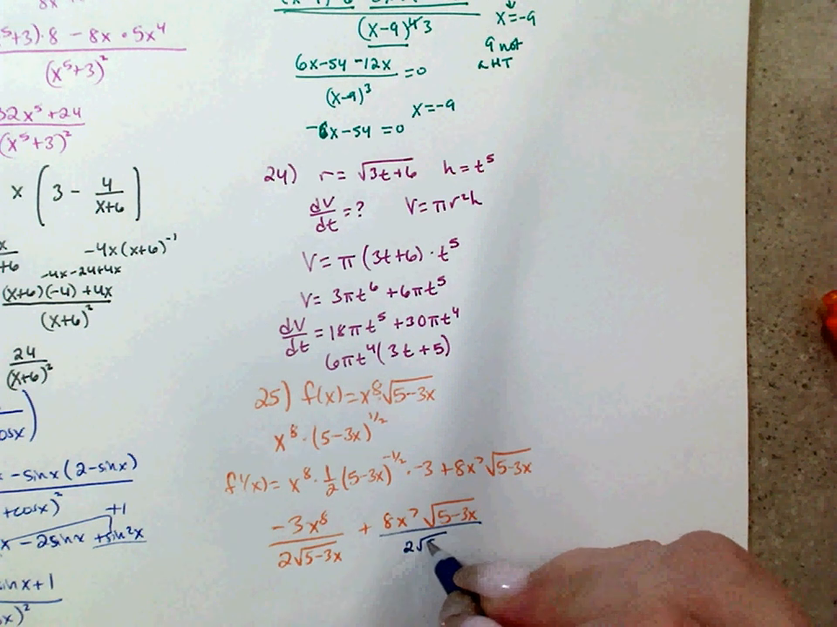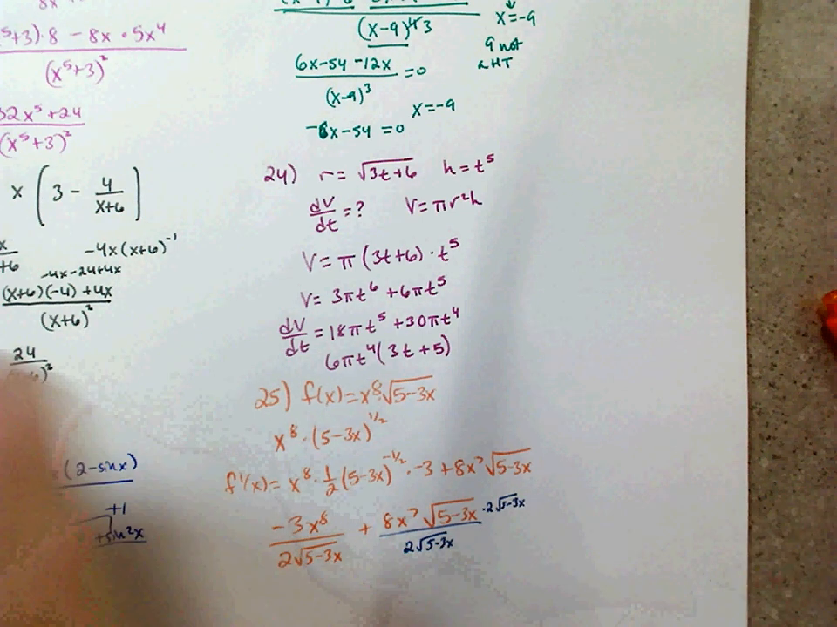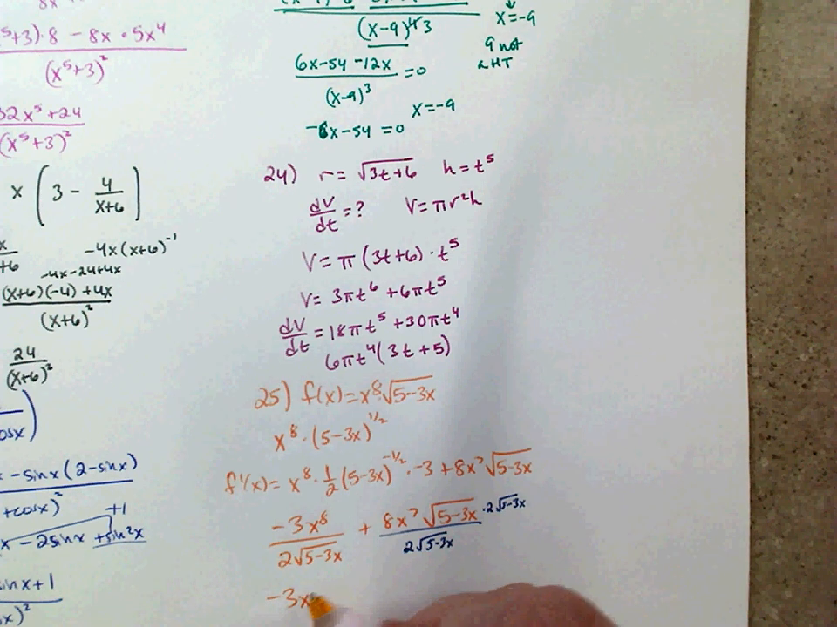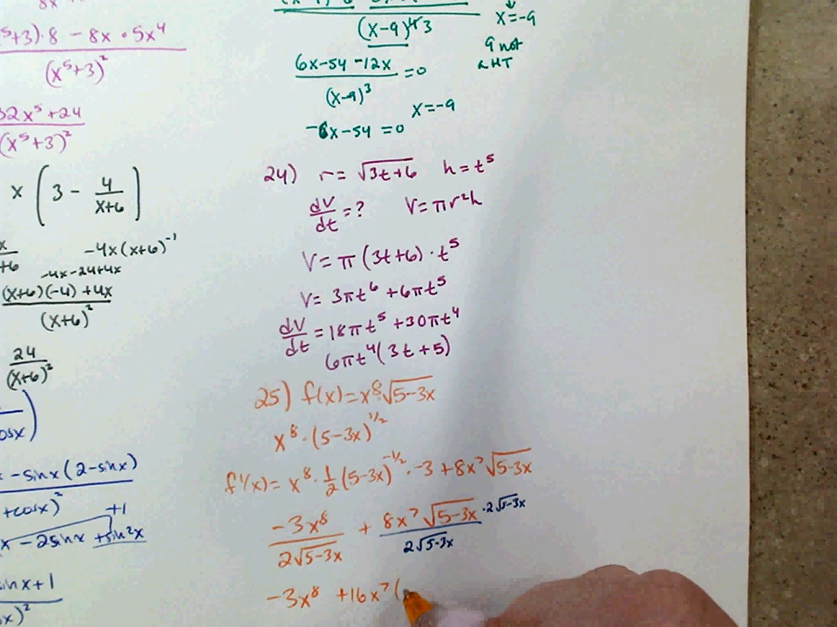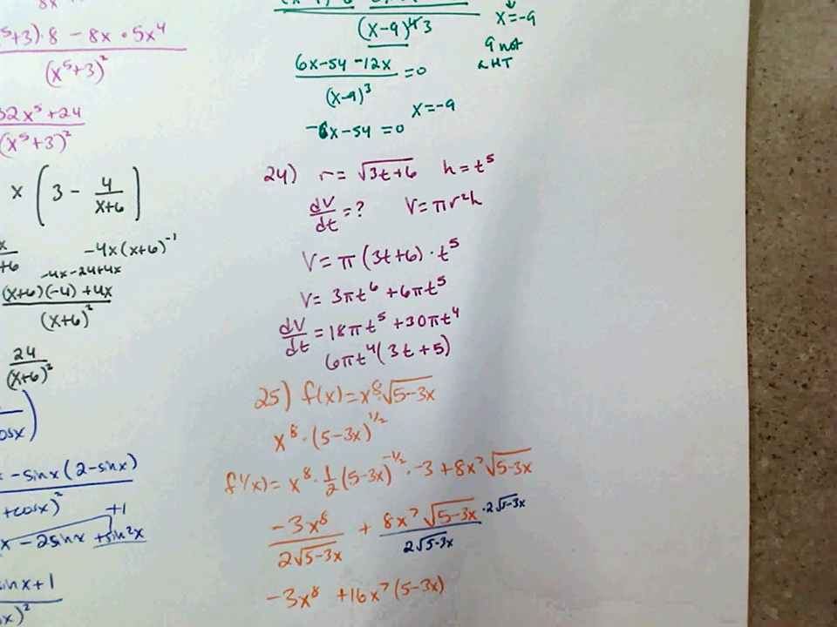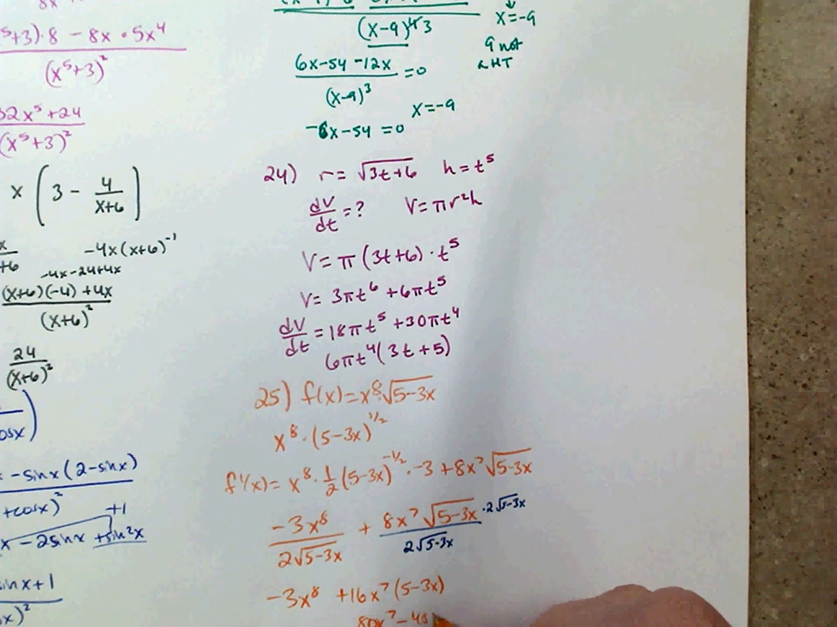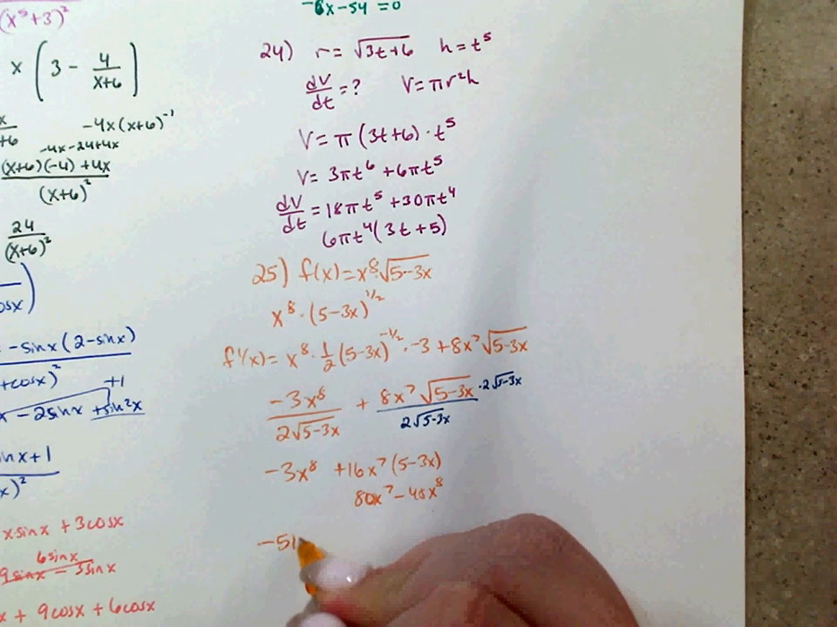And that would simplify down to negative 3x to the 8th plus 16x to the 7th times the quantity 5 minus 3x, which would simplify down to 80x to the 7th minus 48x to the 8th. So negative 3x to the 8th minus 48x to the 8th would be negative 51x to the 8th. So negative 51x to the 8th plus 80x to the 7th, all divided by 2 square roots of 5 minus 3x.